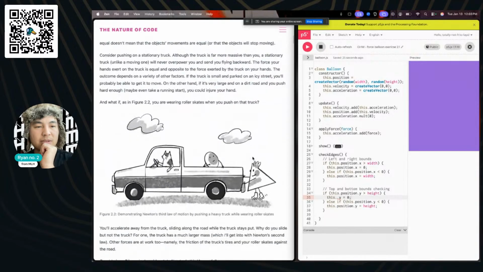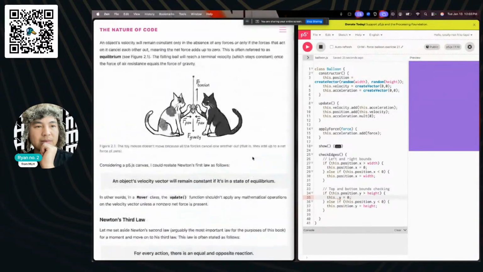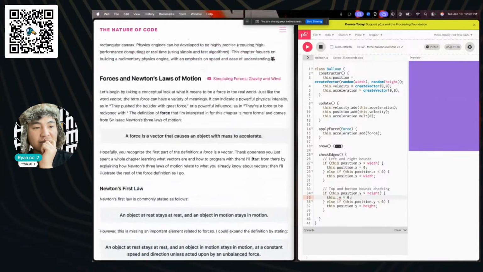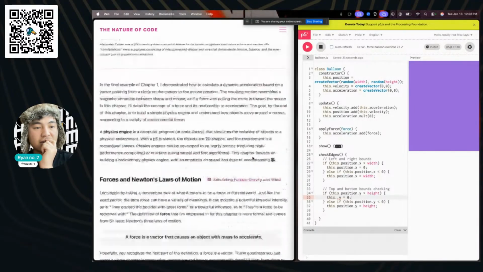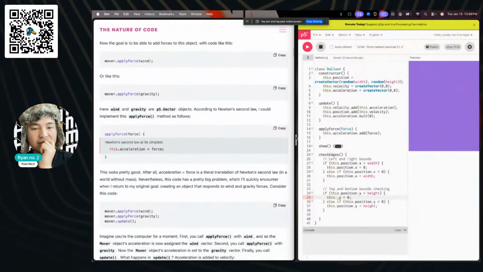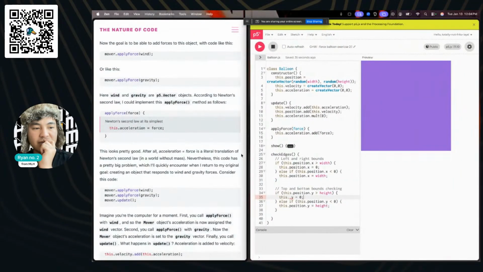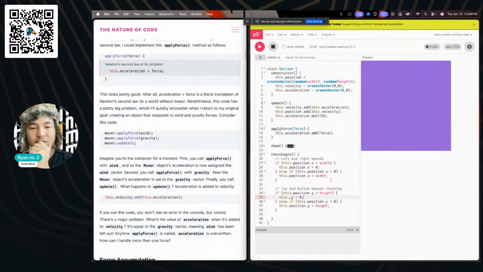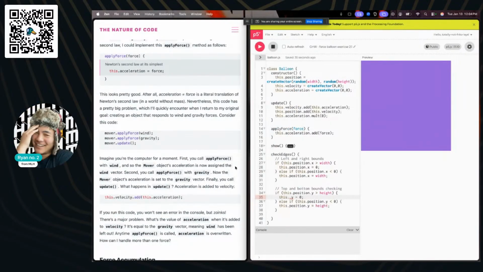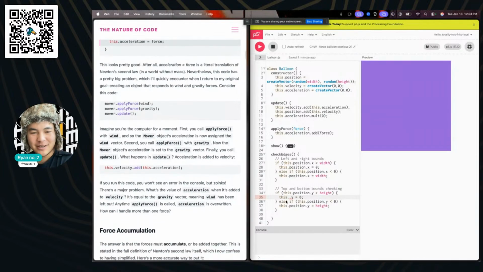Equal and opposite reaction. Force is equal to ma. An object at rest stays at rest, while an object in motion stays in motion. I suspect I'm going to move this over, actually, so that we have more screen real estate. I don't know why I didn't do that sooner, because this is actually properly mobile responsive. Okay.